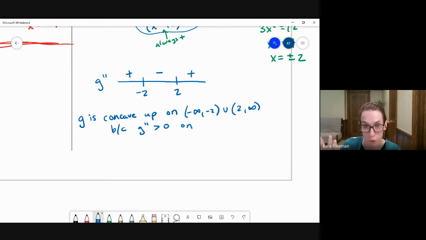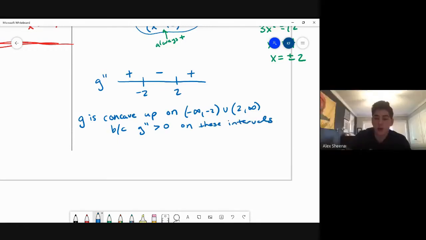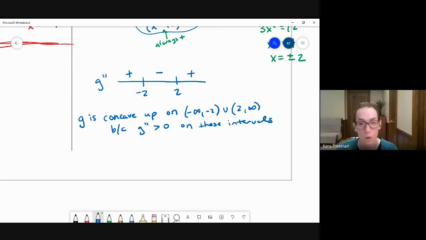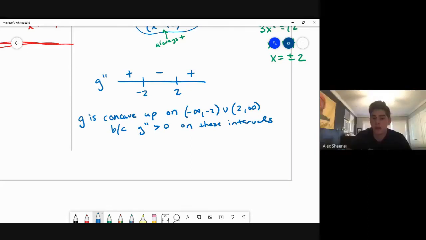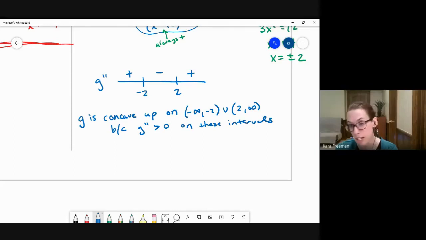You can repeat those intervals just like we've done before, or just say on these intervals, which is fine. You always use open brackets because -2 and 2 are the inflection points, so the function is not concave there. With increasing and decreasing, you would put the hard brackets there if this was g prime. But with concavity, it will always, always be open.